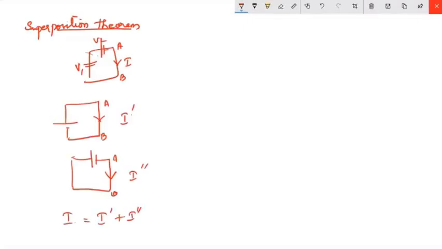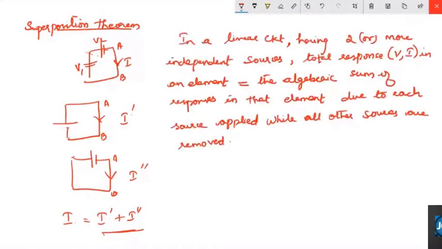We are going to see the superposition theorem. Statement for the superposition theorem: in a linear circuit having two or more independent sources, the total response in an element is equal to the algebraic sum of the responses obtained while each of the sources is considered, making the other sources zero. Suppose in a circuit I have three sources.